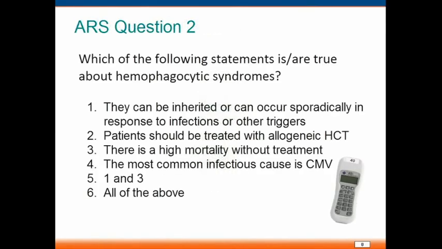So the next set of questions for you are, which of the following statements are true, or which statement is true, about hemophagocytic syndromes? One, they can either be inherited or occur sporadically in response to infections or other triggers. Two, they should be treated with allogeneic transplant, which for me would be ideal since I'm a transplanter. Three, there's a high mortality without treatment. Four, the most common infectious cause is CMV. Number 5 is 1 and 3. And number 6 is all of the above.